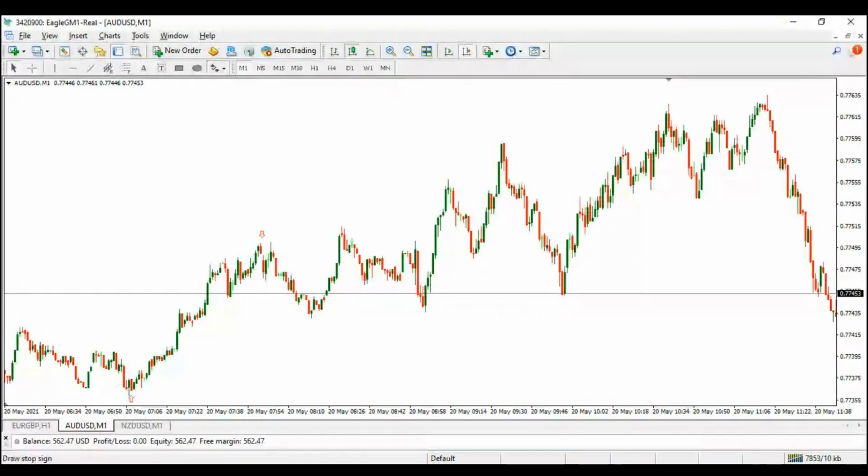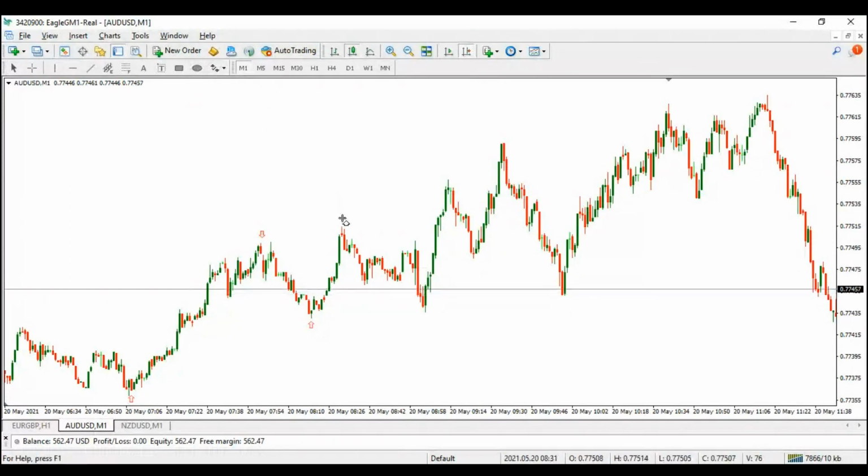Now this is what? A higher low, and this is what? A higher high. Why is this a higher high? Because it is higher than the previous high, and this low is not lower than the previous low. This is a higher low because the low is higher than this low right here. This high right here is higher than this high. So this is a higher high, this is a higher low.